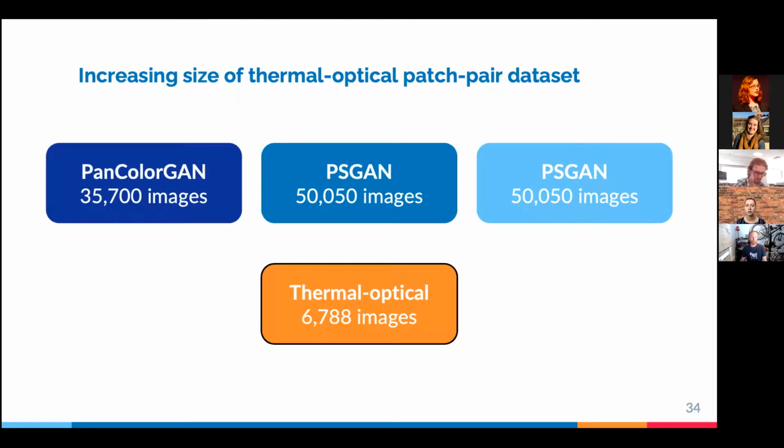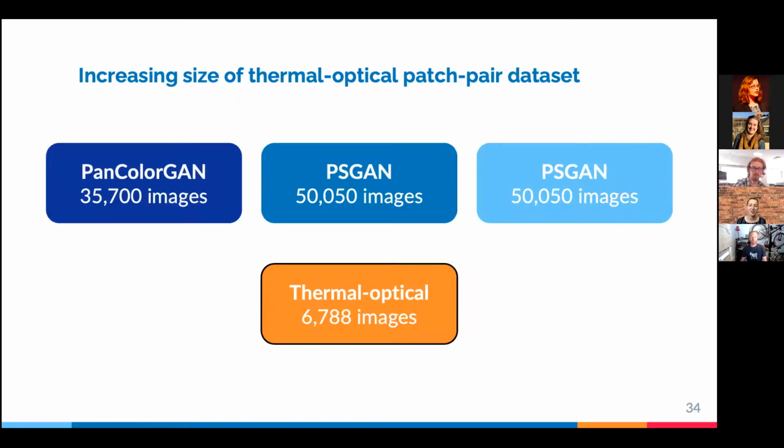Like I mentioned at the start of this presentation, GAN models are notorious for requiring large training data sets in order to produce realistic images. So it's not super surprising that the small size of my thermal optical patch pair data set limited the quality of the pix-to-pix pan-sharpened thermal imagery.